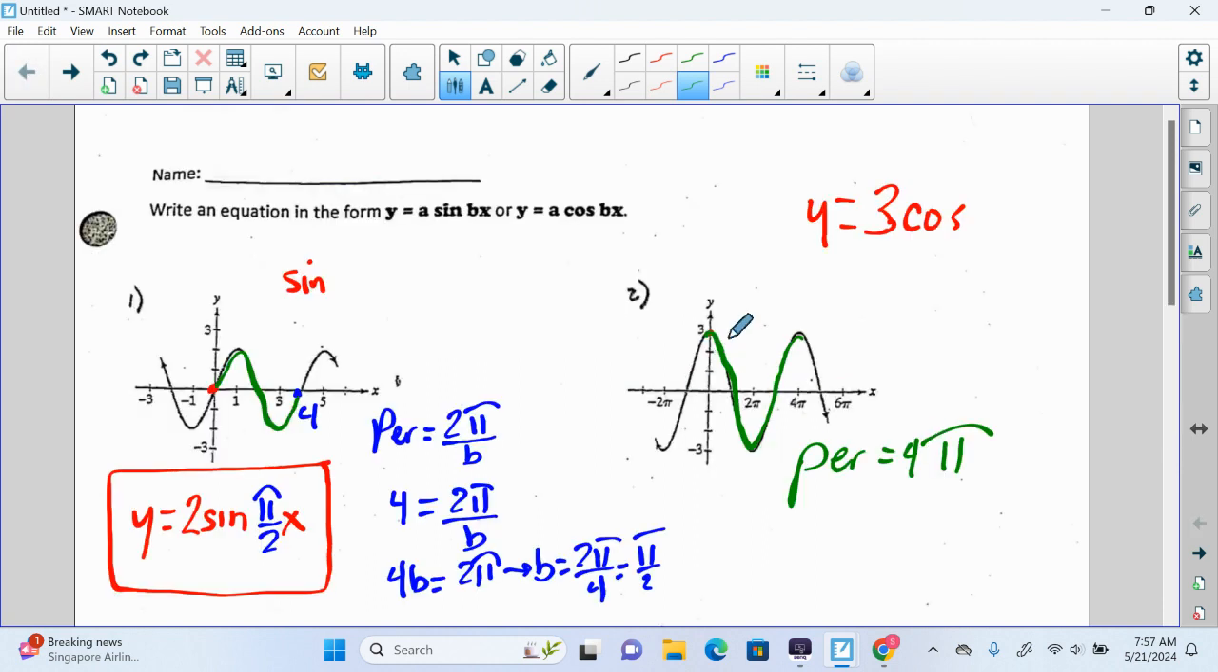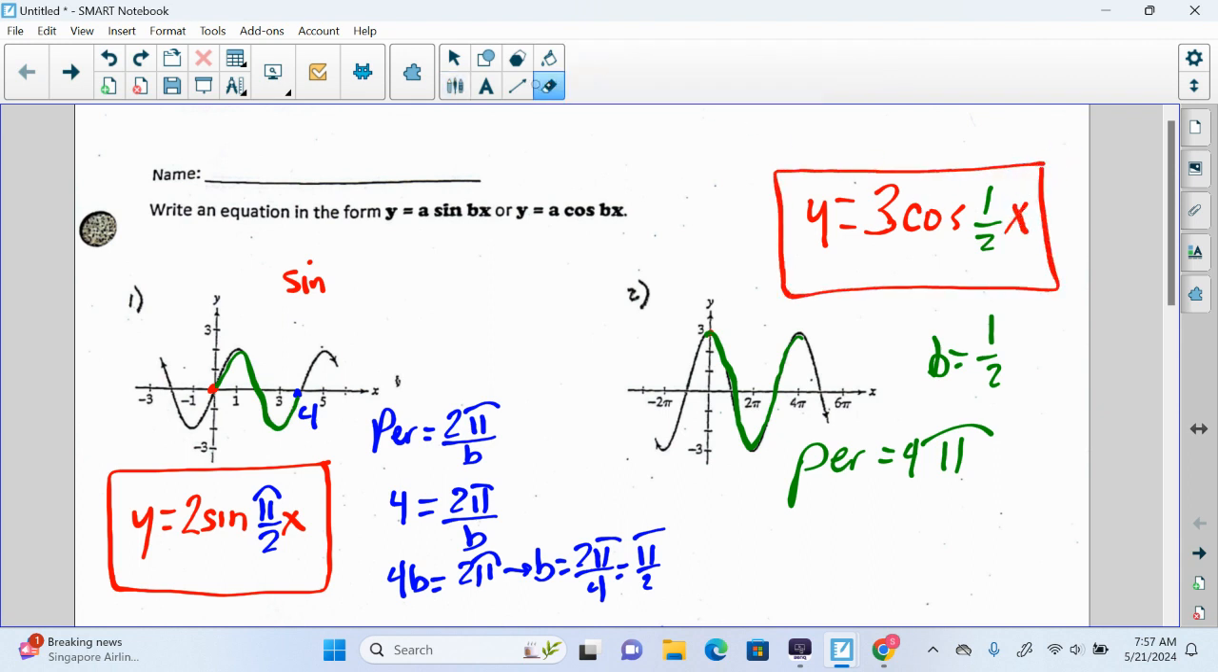So in this case, if it now takes 4 pi, it takes longer. We're going at half the speed. Our b value is going to be 1/2. So if you kind of look at it that way, many times you can do that. So 3 cosine 1/2 x. I will show you how we calculate it using the little equation.